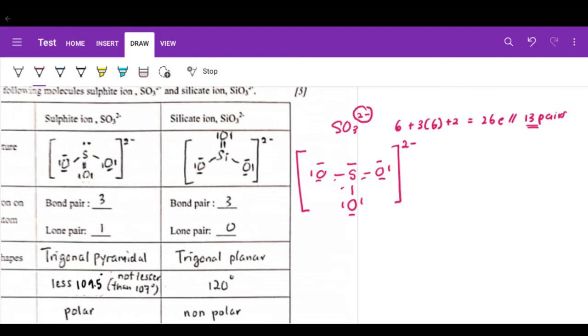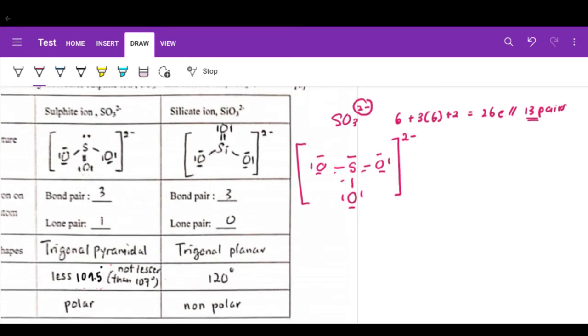You have to calculate the formal charge. So for oxygen, the formal charge of oxygen is 6 minus 2, 4, 6, 7, which is negative 1. This is negative 1, negative 1, negative 1. And for sulfur, it is 6 minus 2, 3, 4, 5, 5, positive 1. Okay, what is meant by negative 1?